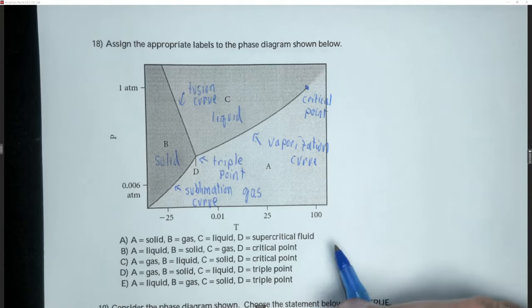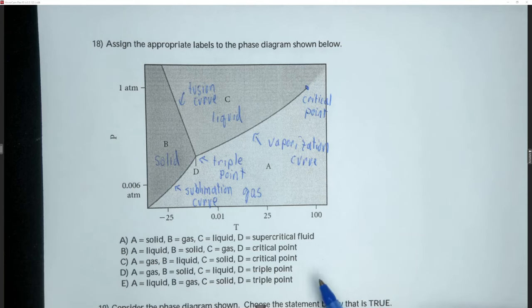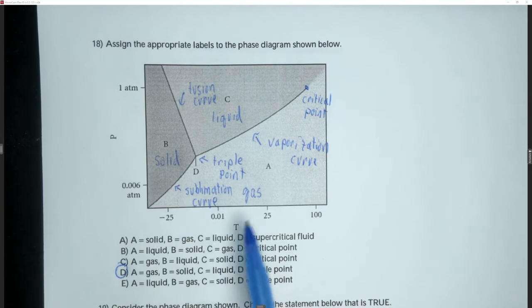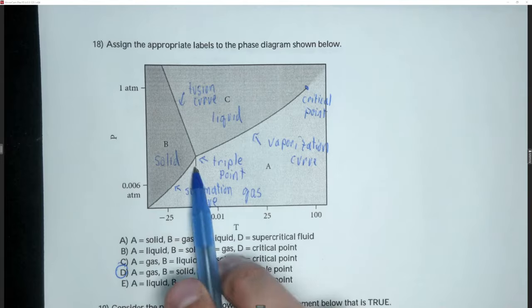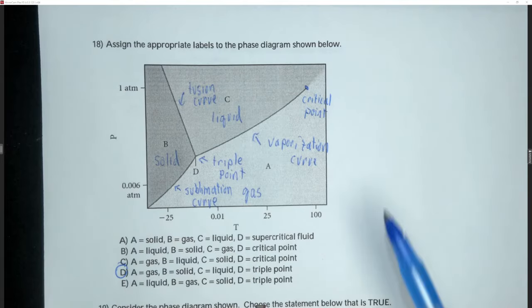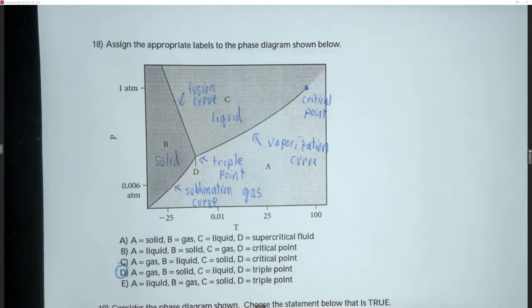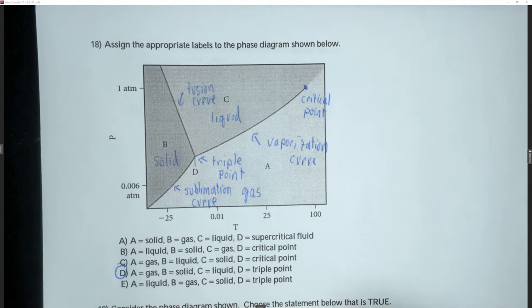Now, if we look at our different choices here, the answer is choice letter D. A is the gas, B is the solid, C is the liquid, and D is the triple point. Note, though, you could be asked about which curves they are and so on, so that's why I labeled everything. So if you have questions on number 19, refer back to this one because it will help you identify the different things.